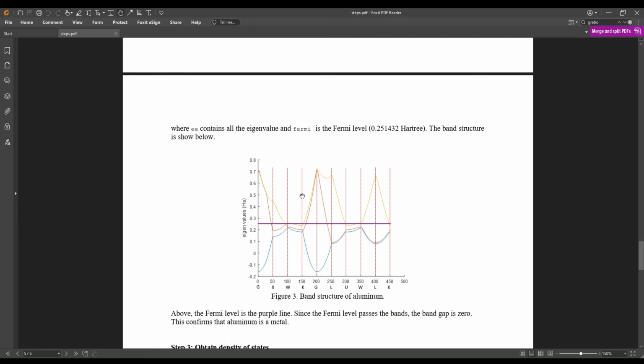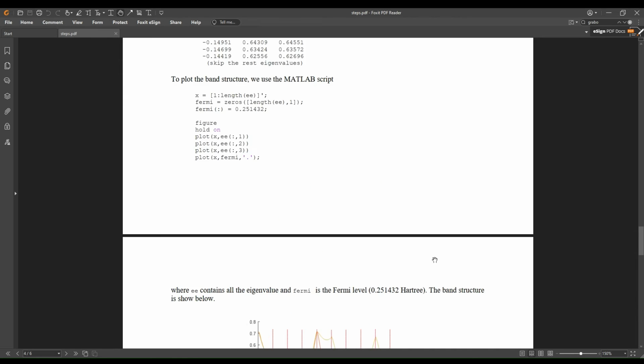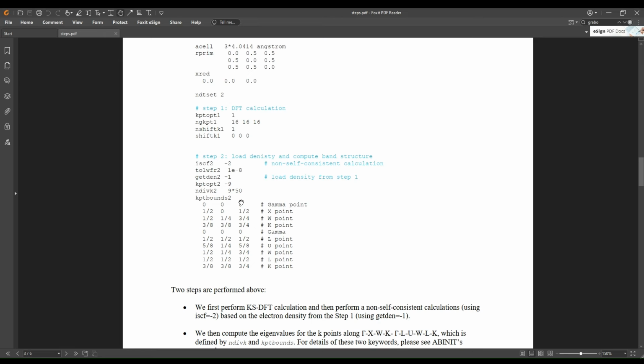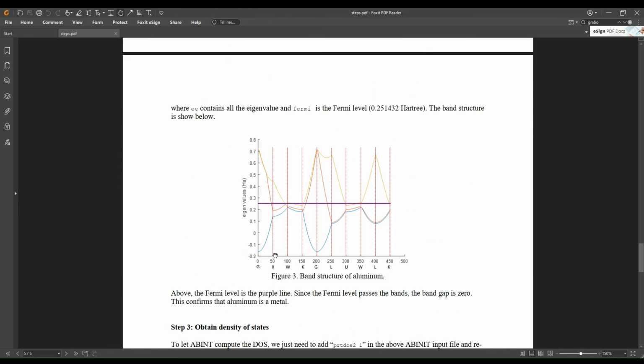After the plot, you will get this graph. You will see that in the MATLAB program, I did not really label these special points in the first Brillouin zone. So I labeled them afterwards with some plotting program, and you can do it yourself as well. We know that the first point we are going to label will be the gamma point, because gamma point is the first point we define here for the key point bounds command. And the second point will be the X point, which is here.